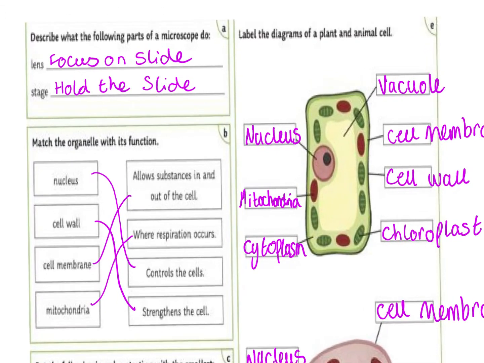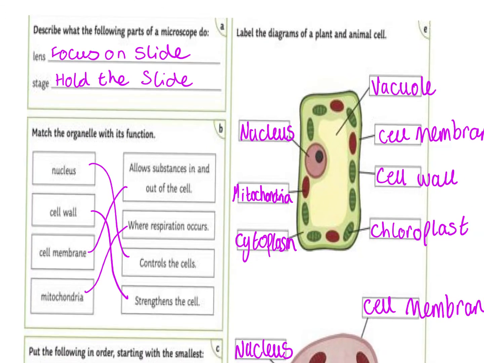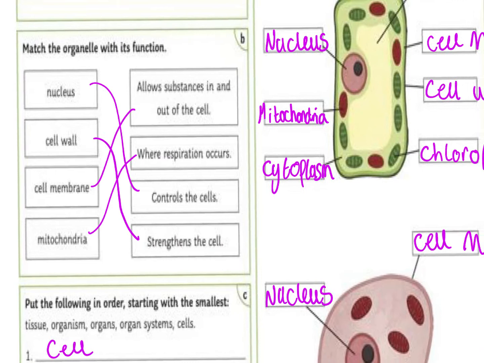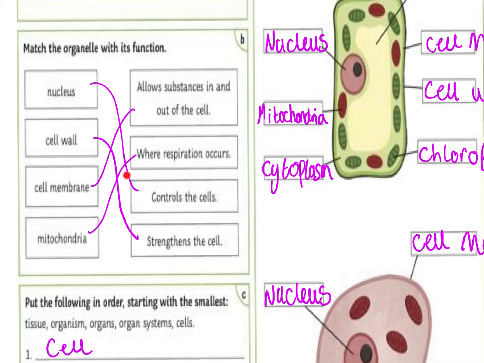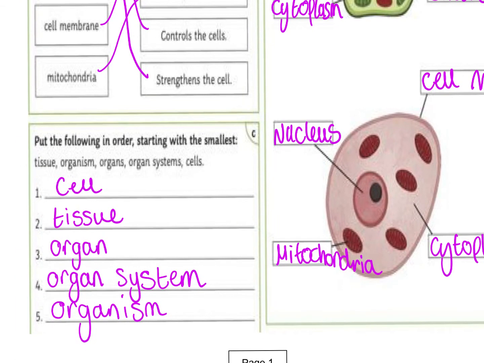Following parts of a microscope, so lens focuses on the slide, stage is used to hold the slide. Match the organelle, this is really important. So nucleus controls the cell, mitochondria is where respiration takes place, cell membrane allows substances in and out, and then the cell wall strengthens the cell. Okay, put these in order. So it goes cells, cells join together to make tissues, tissues join together to make organs, organs join together to make organ systems, and then organisms.